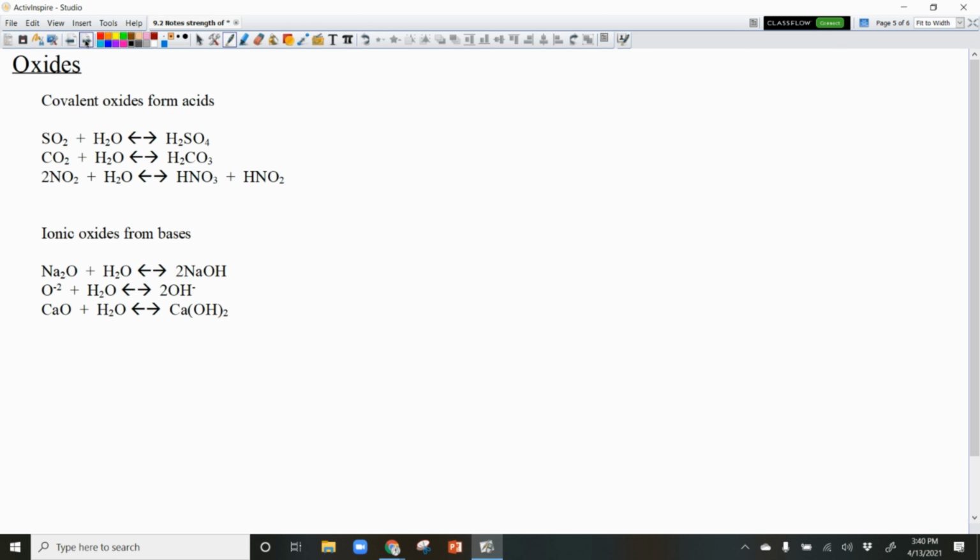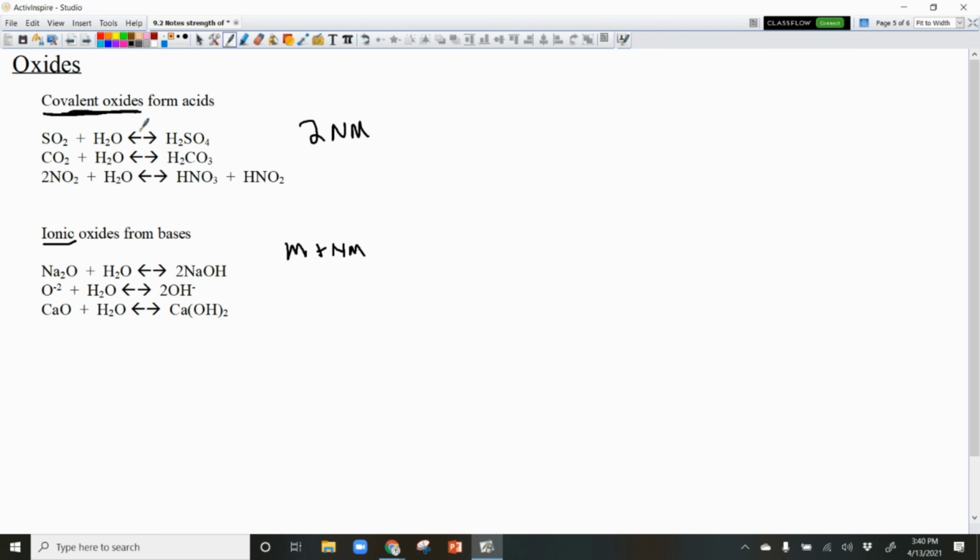And for our last thing, oxides. So this is any oxygen that's bonded to another element like SO2, CO2, and NO2. So this is a covalent bond. All right, so we have to remember what covalent and ionic bonds are. Remember, ionic is a metal plus a nonmetal. Okay, this is two nonmetals, covalent. So sulfur, carbon, and nitrogen are all considered nonmetals. So this is oxygen bonded to a nonmetal. When you have oxygen bonded to a nonmetal, it's called a covalent oxide.